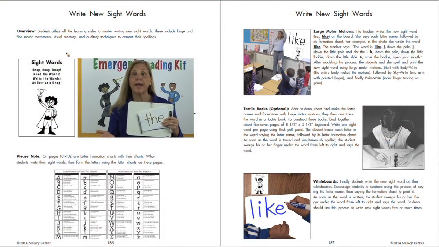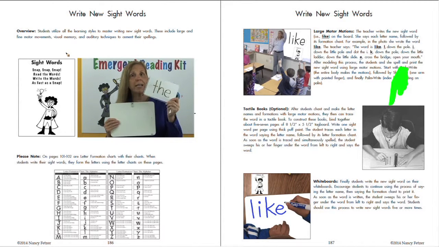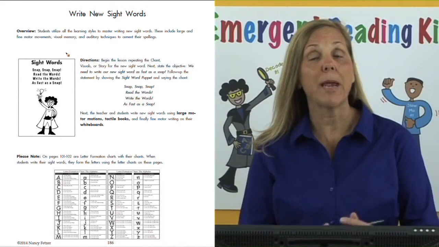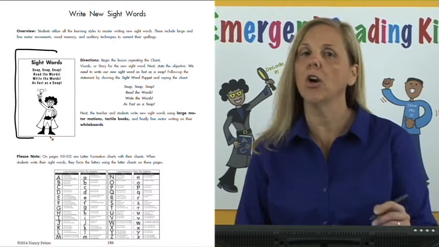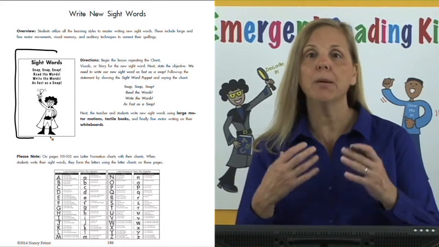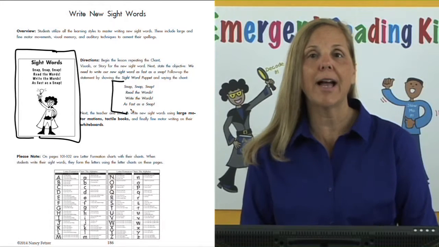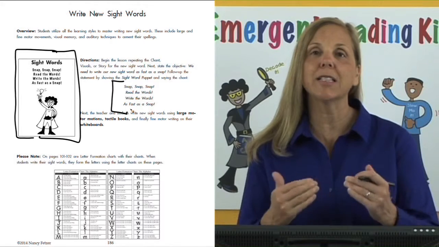On pages 186 and 187 are the tools and steps for students to write the new sight words using large motor motions, tactile books, and whiteboards. Let's start with page 186. At the top, you will see the puppet. We always start with the puppet. Why? Because that tells the children the objective of the lesson, and that is snap, snap, snap. Read the words, write the words as fast as a snap.